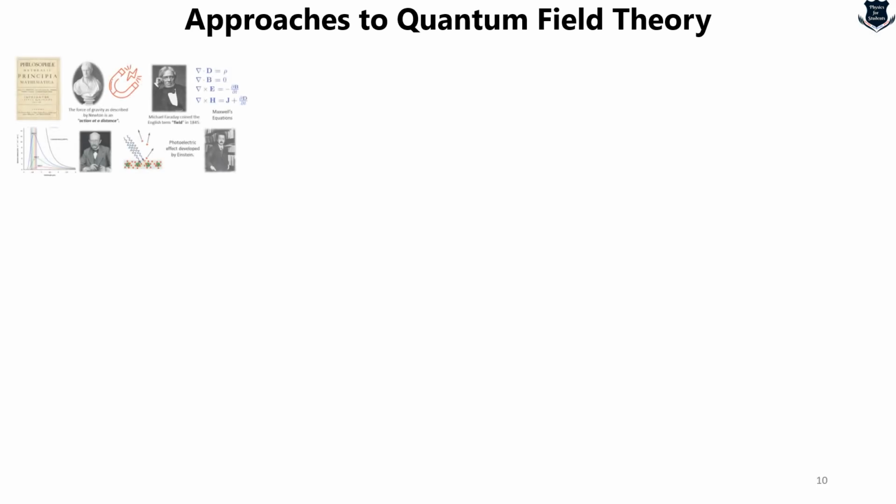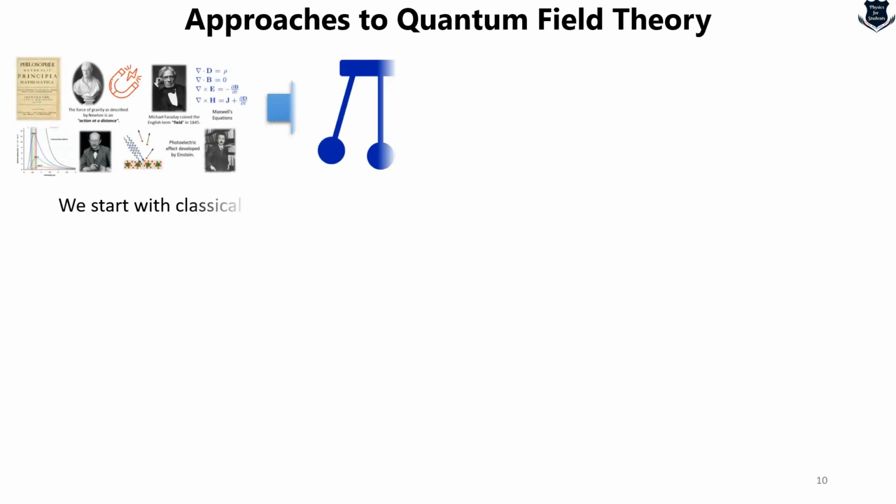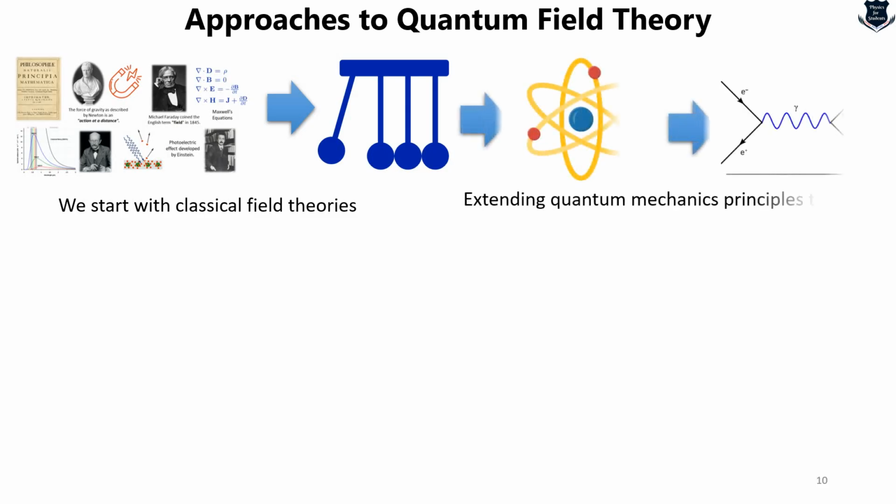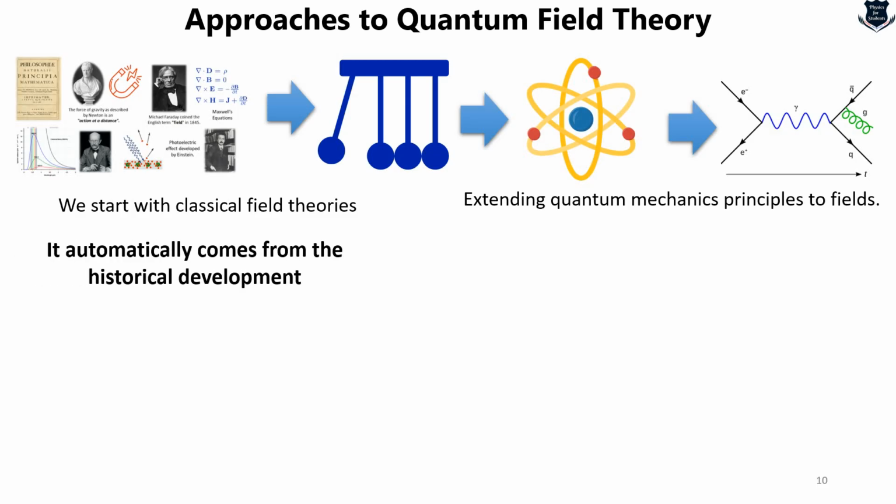Canonical quantization is basically a method for quantizing classical theories, especially fields, by extending the principles of quantum mechanics to systems described by classical mechanics. It was originally applied to systems of finite degrees of freedom, and was later adapted to infinite degrees of freedom. So what we get from here is that it automatically comes from the historical development.